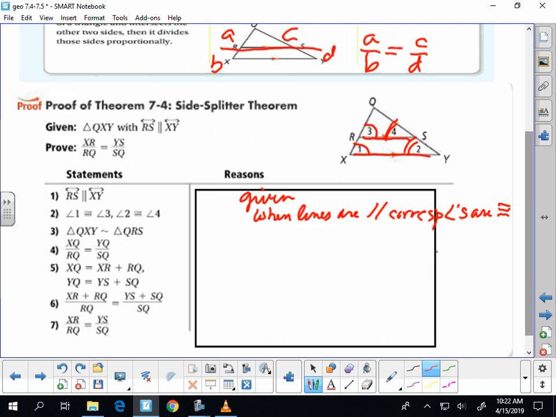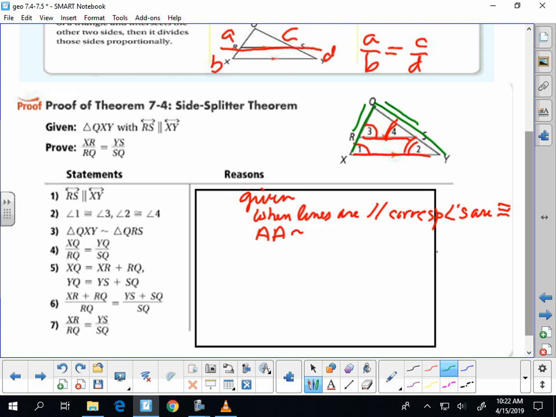We haven't talked about sides at all, right? So what's our similarity that does not have sides? It's got to be angle-angle similarity. We haven't talked about sides. We've only talked about angles. Angle-angle similarity. Then they're writing up this ratio, XQ. So step 4 says this side of the big triangle over RQ, the side of the little triangle, equals this side of the big triangle over this side of the little triangle.